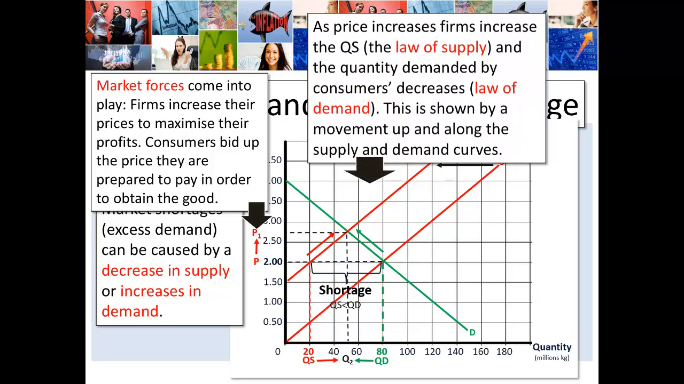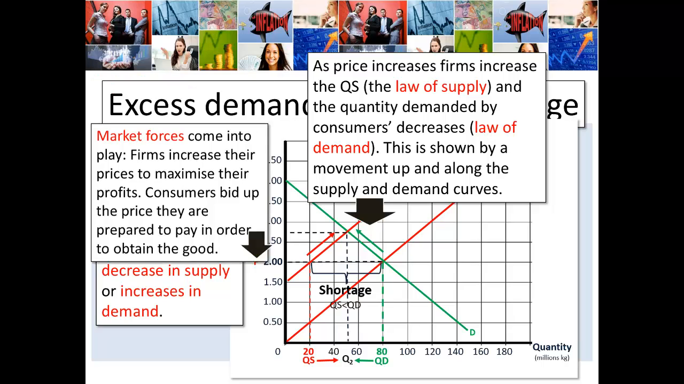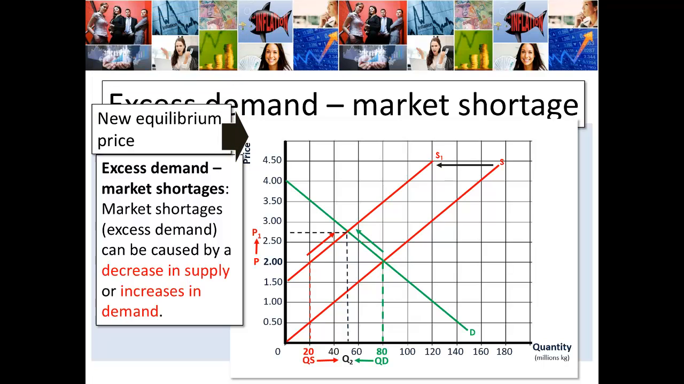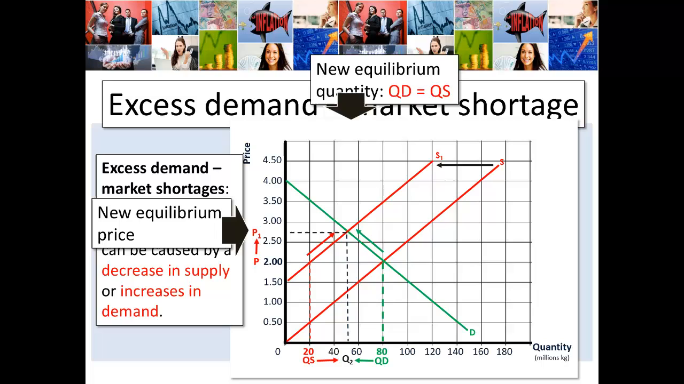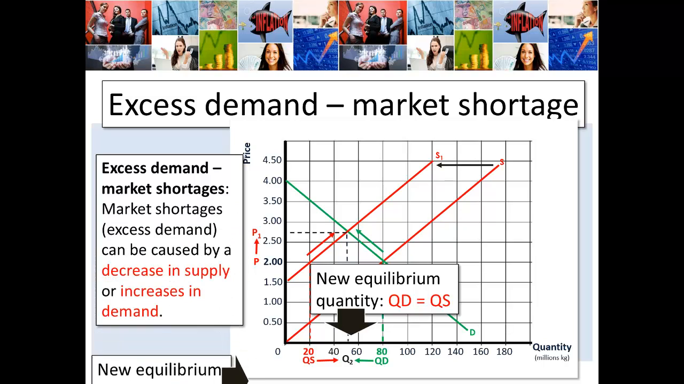Key point. Now as the price increases, firms increase the quantity supplied. We know that from the law of supply, and the quantity demanded by consumers decreases, coming straight from the law of demand, and that's shown as a movement up and along the supply and demand curves. A new equilibrium price is determined. A new equilibrium quantity is determined, where everything is in balance. Quantity demanded once again equals quantity supplied.